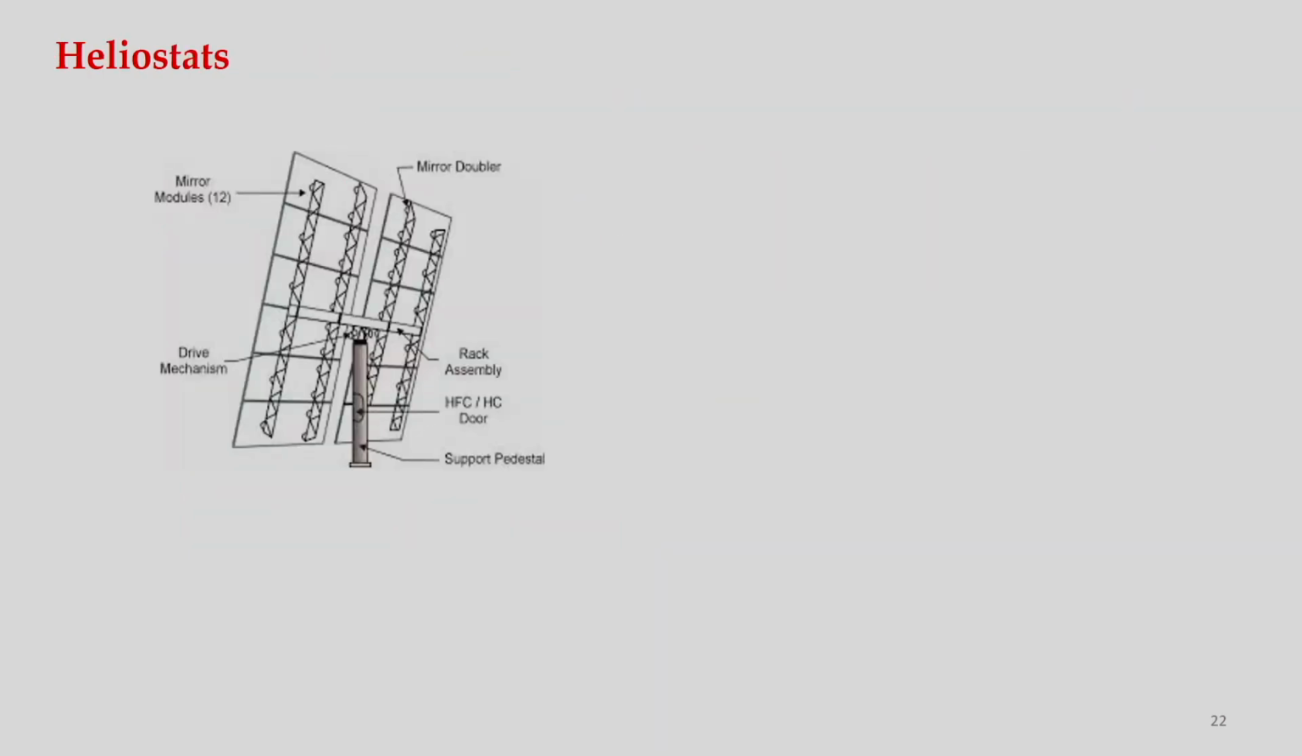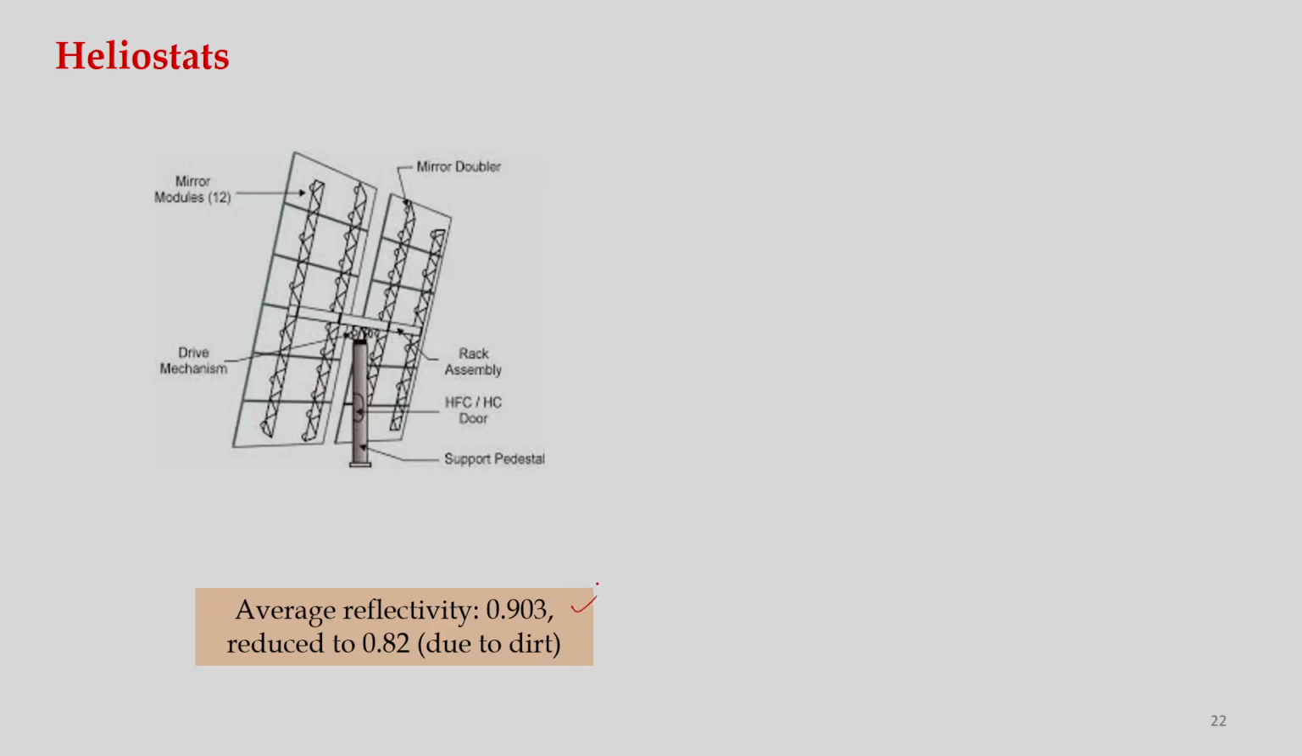And if we talk about the particular heliostat, it carries a lot of mirrors. Okay. As you can see, there are many mirrors. So, about 12 modules of particular size mirrors are held by this structure, and this structure is known as a heliostat. Okay. So, normally the reflectivity of this kind of heliostat is about 0.903, but due to accumulation of dirt, this reflectivity reduces to 0.82. Okay. So, it is a concern.